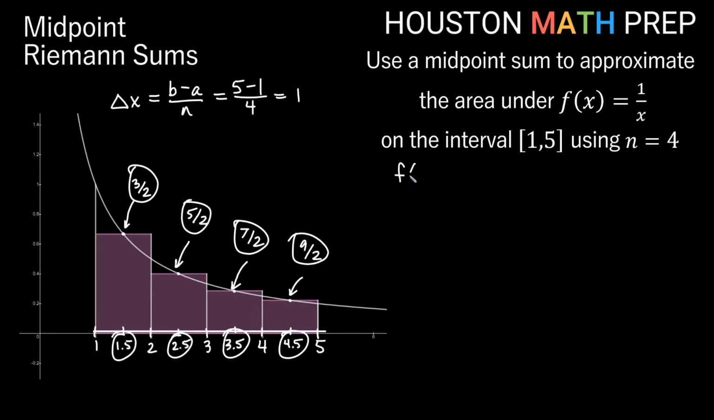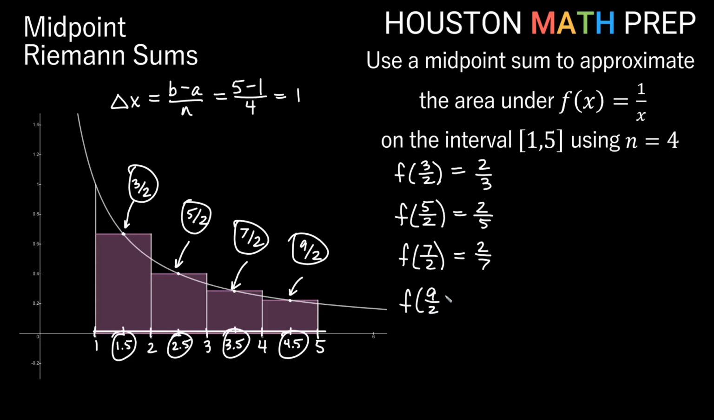So think about what's going to happen. f of 3 halves, 1 over 3 halves, would be 2/3, right? Just the reciprocal. The height of our second rectangle, plugging in 5 halves for an x value, 1 over 5 halves would be 2 over 5. And we can just get the reciprocal for each of these, right? So if we plug in 7 halves, we'll get 2 over 7. And plugging in 9 halves will give us 2 over 9. Okay, so that's plugging in all of our midpoint x values for each rectangle into our function, getting basically the y value, right? That's the height for each of our rectangles.